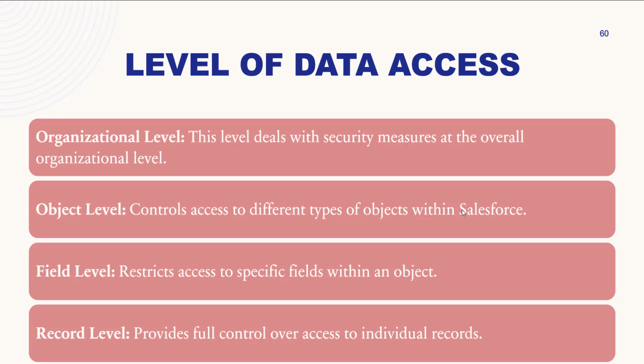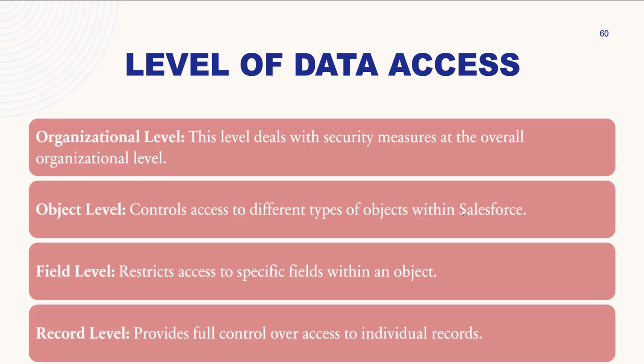Moving toward the object level. It focuses on controlling access to different types of objects within Salesforce. It sets the permissions for users regarding record creation, viewing, editing, or deletion. For example, different users have varied access to a student record. Basically, it is defined as high level access to a specific type of data object.